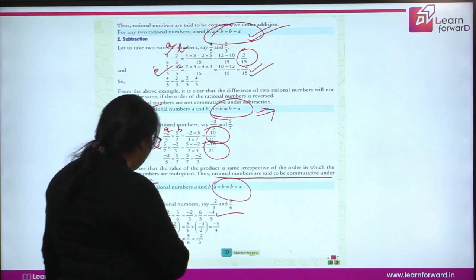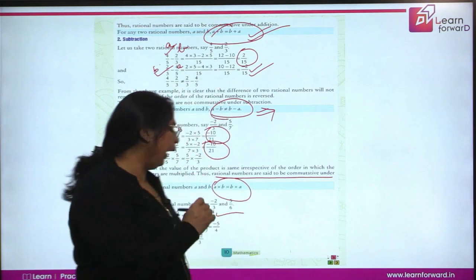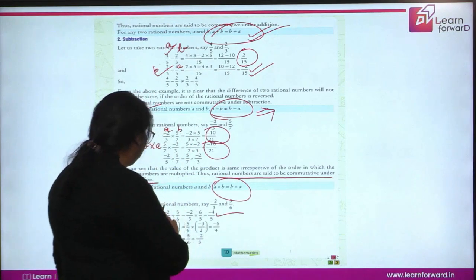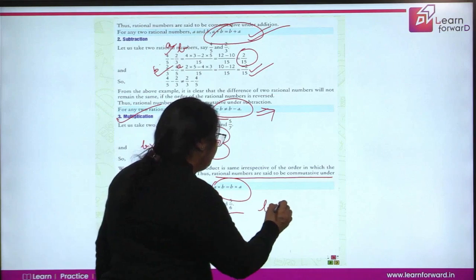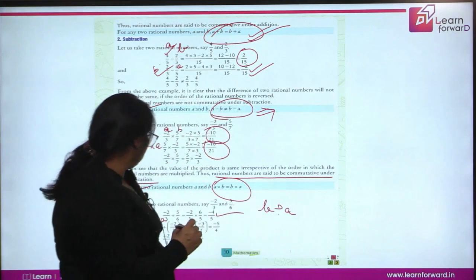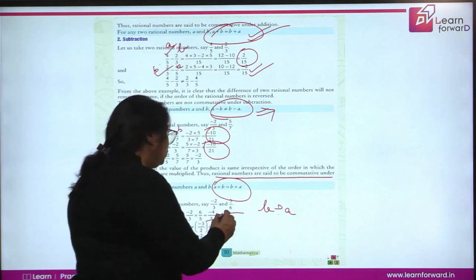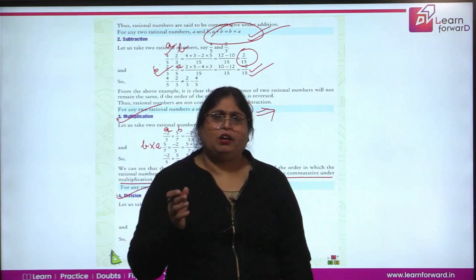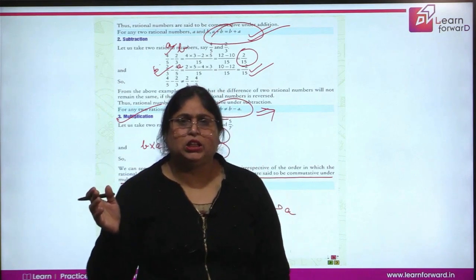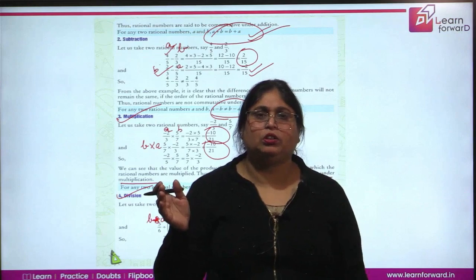For the second case, I am taking B divided by A. Let me check. The answer is minus 5 upon 2. These two are again not equal. What about the closure property? Is it holding true for division?